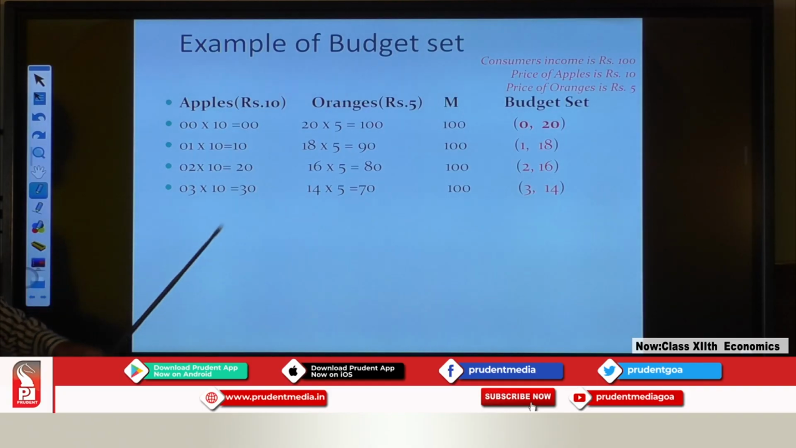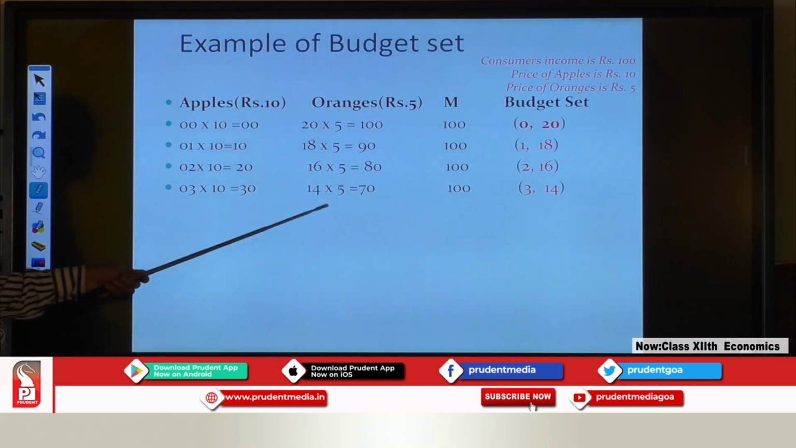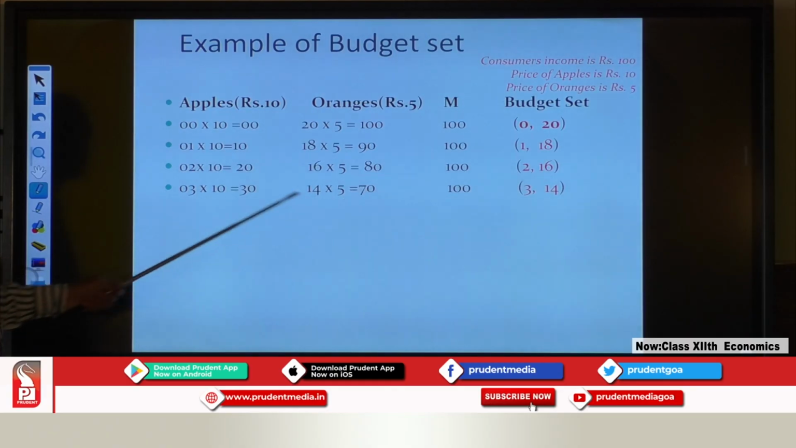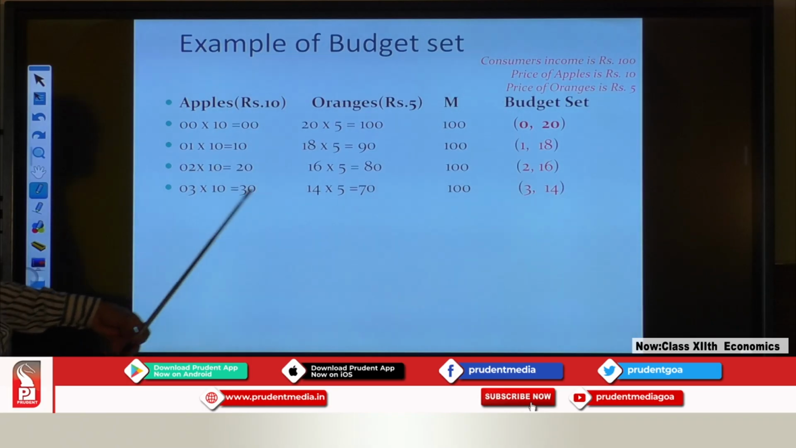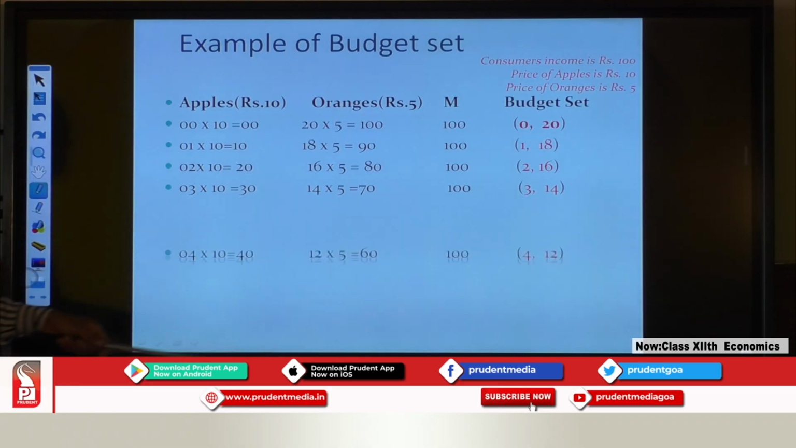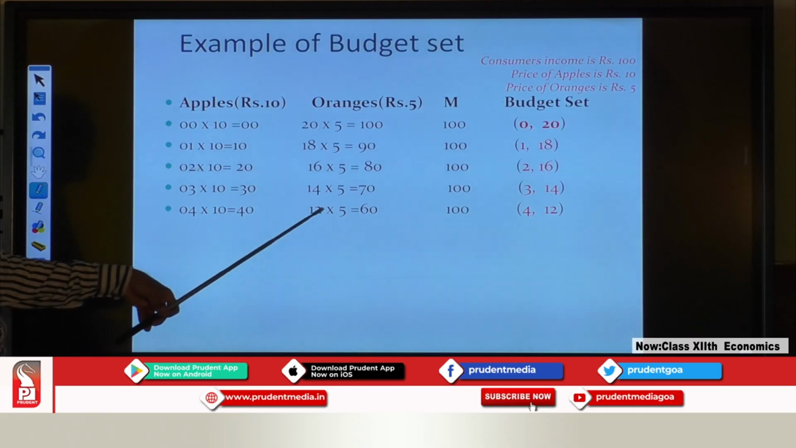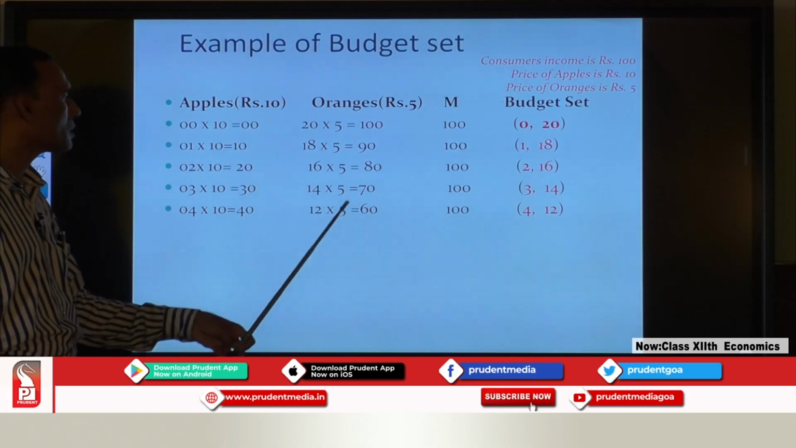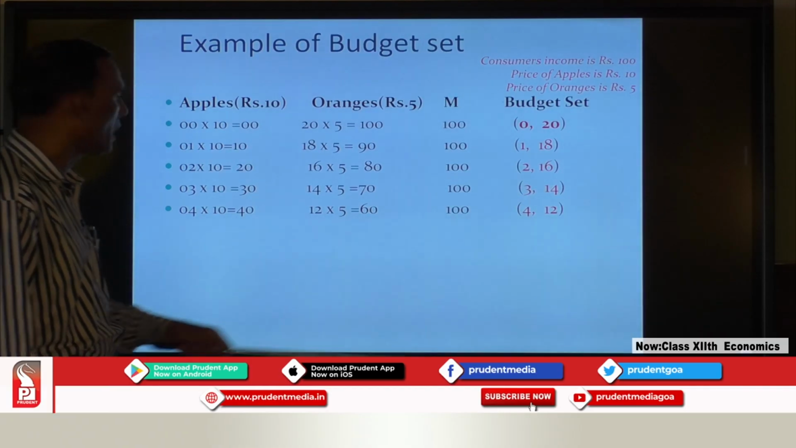3 apples, 10 each, will give 30 rupees. 14 oranges, cost is 5, it will give 70. So 70 plus 30 will give 100. Your budget set is 3 and 14. 4 apples, cost is 10, 40 rupees. 12 oranges, cost is 5, so 12 into 5 will give you 60. 60 plus 40 will give you 100. Your budget set is 4 and 12.